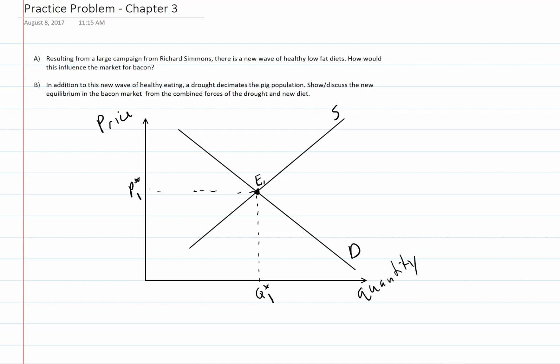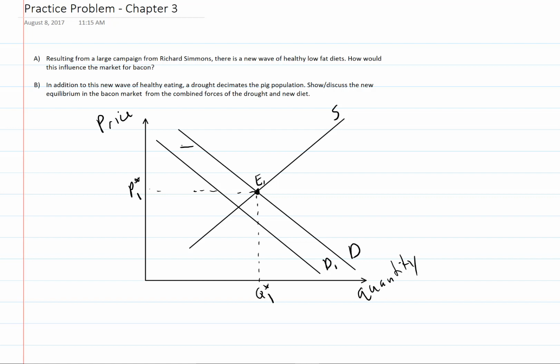So let's look at this first question. We know there's this new wave of healthy eating, and one of the determinants of demand is going to be taste. So now the taste for this bacon is going down since bacon is relatively unhealthy for you. So now we're going to see that for every price, there's going to be a reduction in the quantity demanded at that price, which means we're going to have a shift to the left of the whole demand curve. So let's draw that. So we're going to have this shift to the left of our demand curve. So we'll call that D1 for the second demand curve.